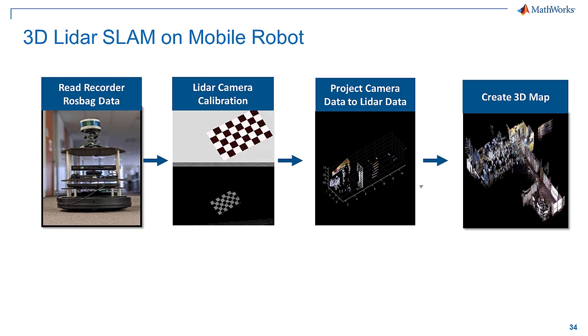Here is the workflow we have used. We'll start with reading LiDAR and camera data from the recorded ROSBAG. Then use the checkerboard image and corresponding point clouds to do LiDAR camera calibration. After that, we use the calibration data to project camera data onto LiDAR data. Finally, use this colored point cloud to create colored map of our office environment.